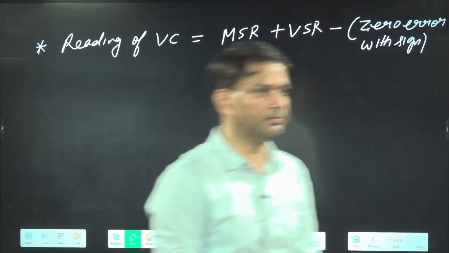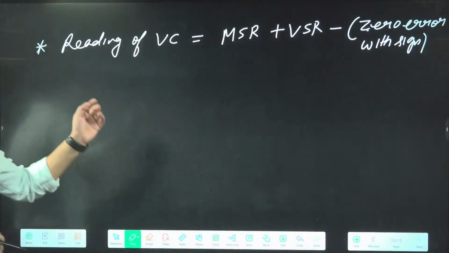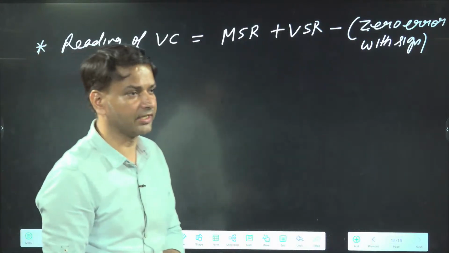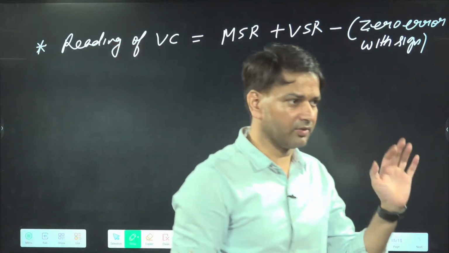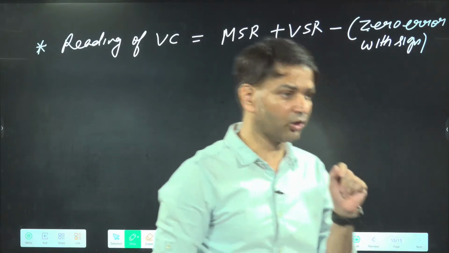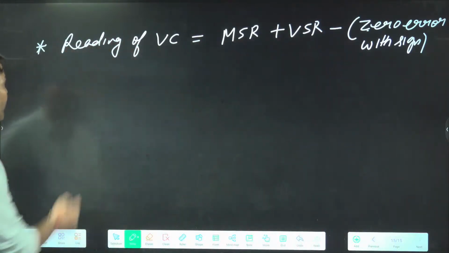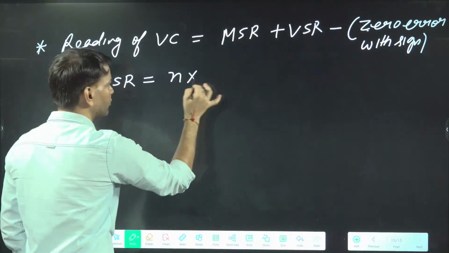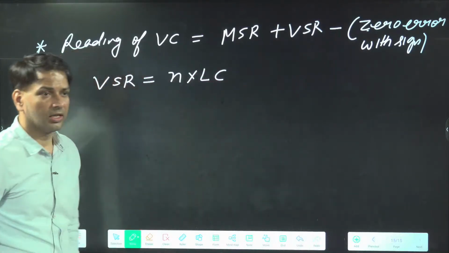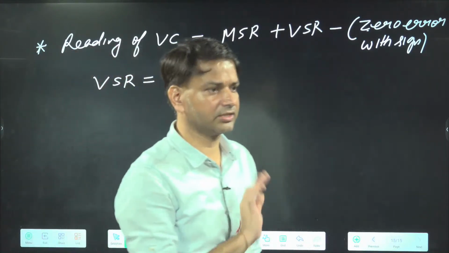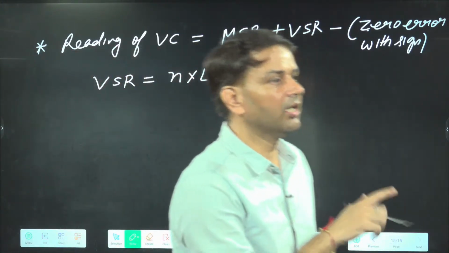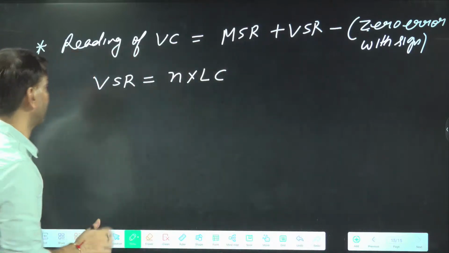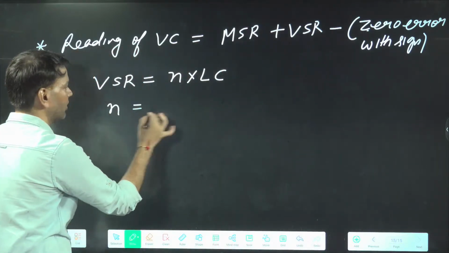Okay, now. So MSR plus VSR minus zero error with a sign. Now MSR they will directly give, VSR they will not give. So what is the meaning of VSR? Now VSR, how will you find? VSR is equal to N into least count. Now everybody knows the least count. What is the N here? They will say the Vernier scale division.